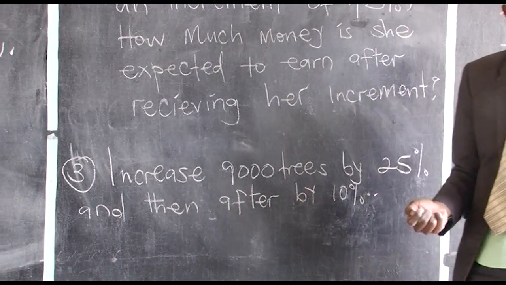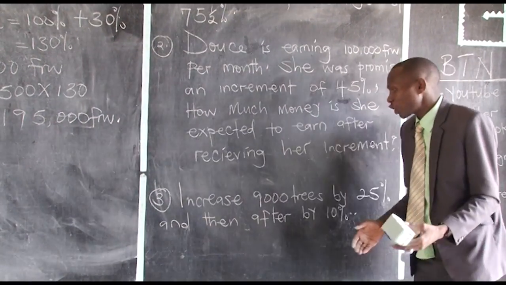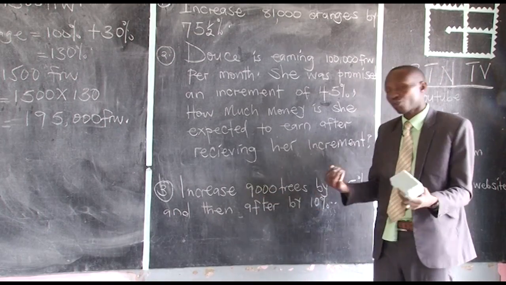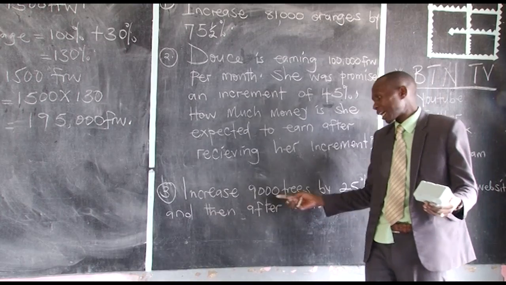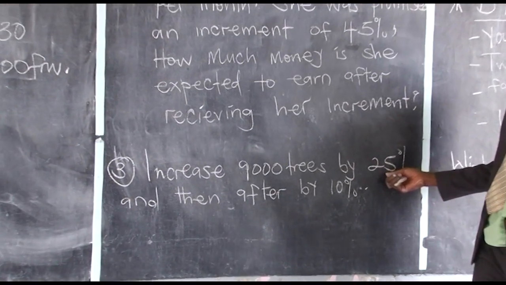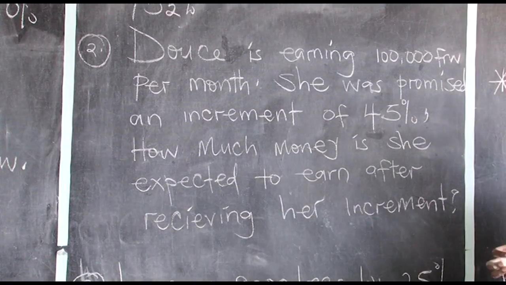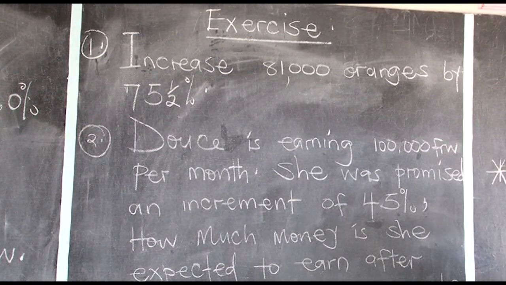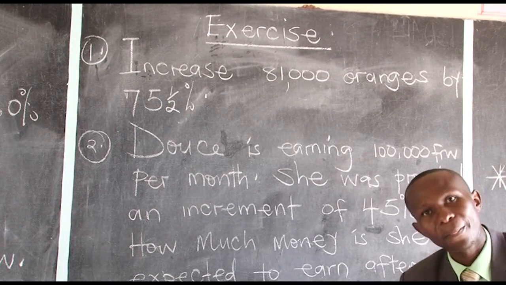What does this mean? For example, you may be given a contract by the government, you who are watching the TV. Then the government, organization or NGO says, go and buy for us or plant for us 9,000 trees. After planting this, they get another place. Last time we planted 9,000 trees. This time around, we want you to increase the number by 25%. When you increase the number by 25%, you go and plant. After planting, they get another place. They say, add more. We are now finding another increment by 10%, meaning that you first find the increment of 25%. You get the new number of trees. After getting the number of trees, you get again a 10% increment of that new number of trees. That is what they mean here.